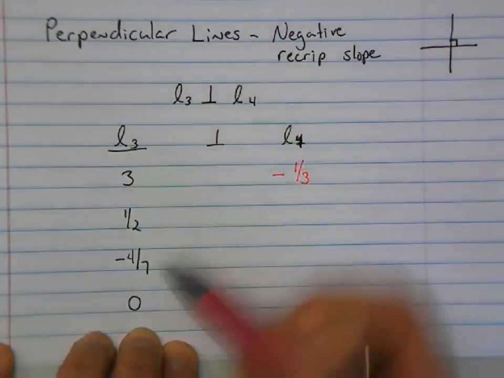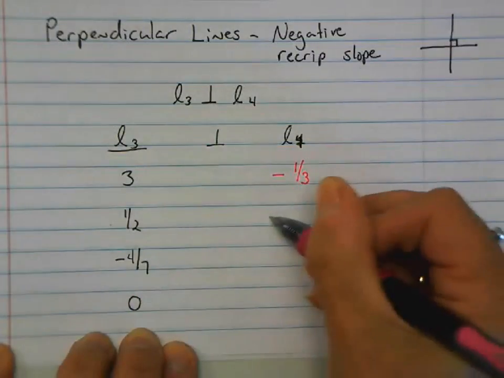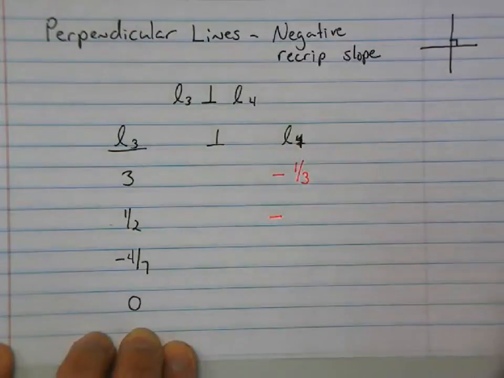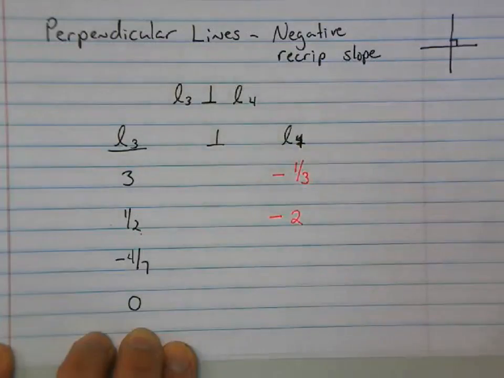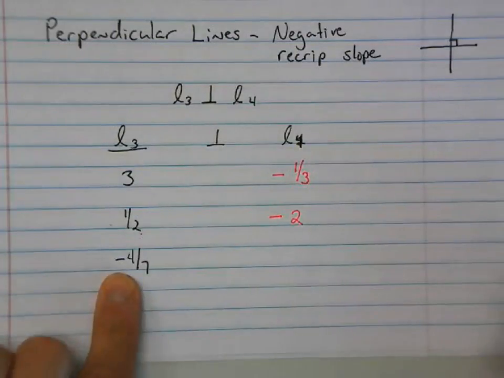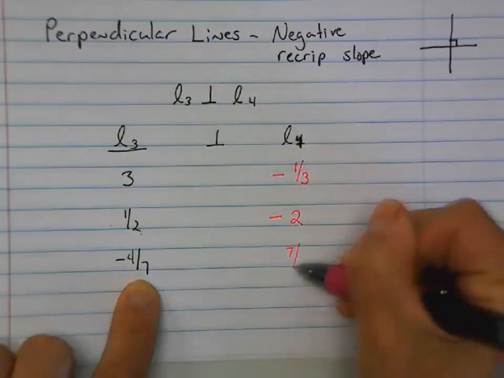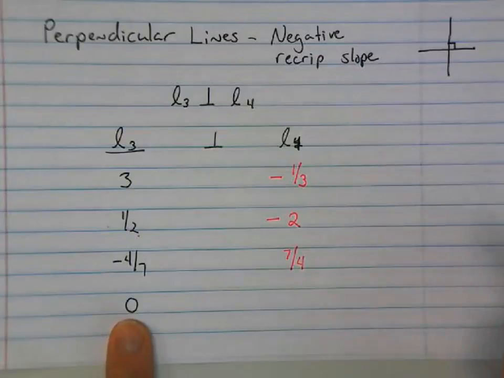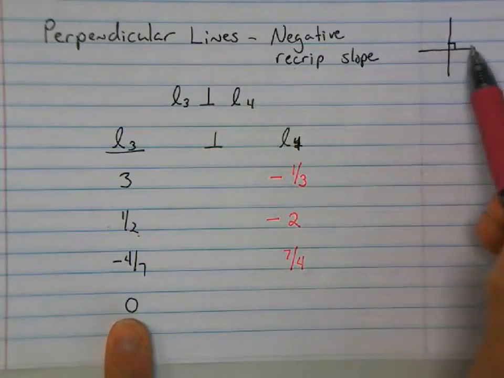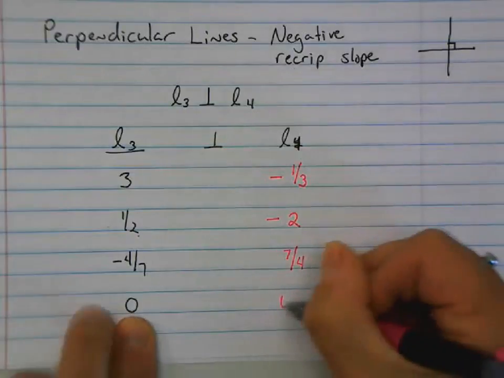Okay, let's try the next one. First, let's take care of the sign. It's +1/2. My perpendicular line will have to have a negative slope. And the reciprocal of 1/2 is 2. Our next example is -4/7. So we're going to change it to a positive, and the reciprocal is 7/4. Now, this last one is the tricky one. But remember, a line with a 0 slope looks just like this, which is a horizontal line. So we already know to be perpendicular, it has to have a slope that is undefined, is what I hope you said.